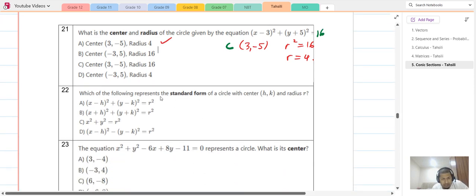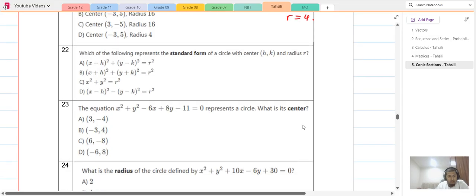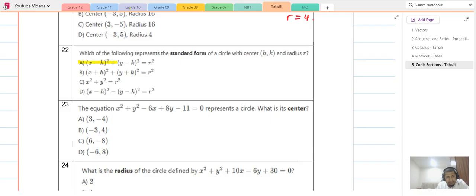Which of the following represents the standard form of a circle with center (h, k) and radius r? I just showed you that. So it's option A.